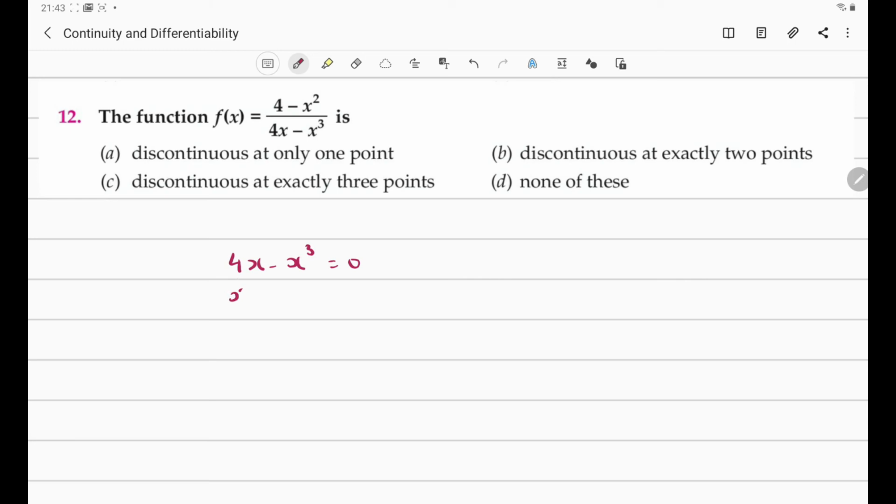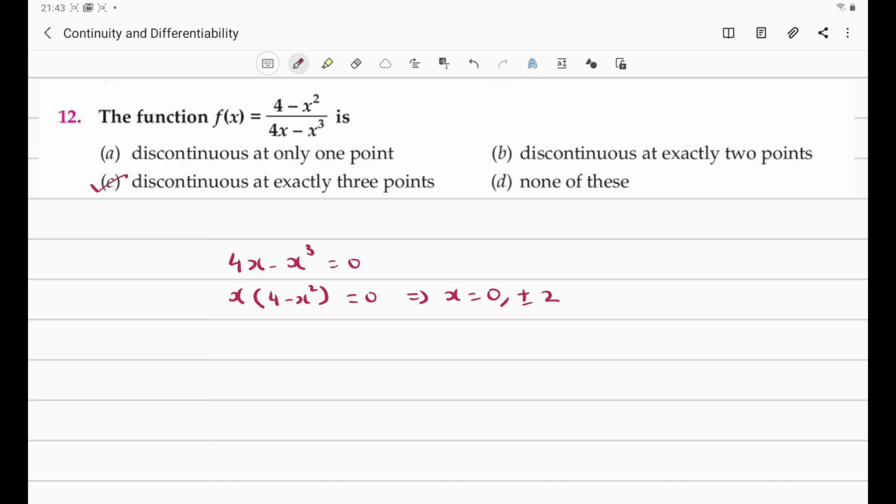So, we can take x common, 4 minus x square equal to 0, which implies x equal to 0, plus or minus 2. So, this function will be discontinuous at the values x equal to 0 and plus or minus 2, so that is 3 values. So, option C is the right choice. So, 12th option is C.